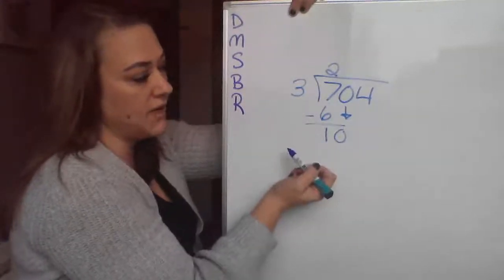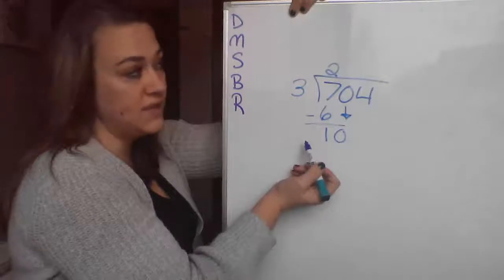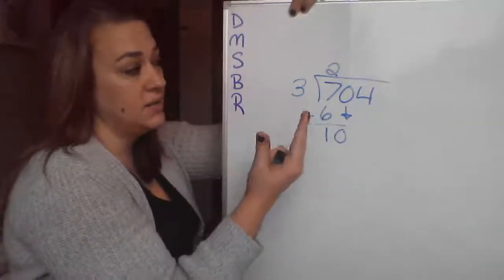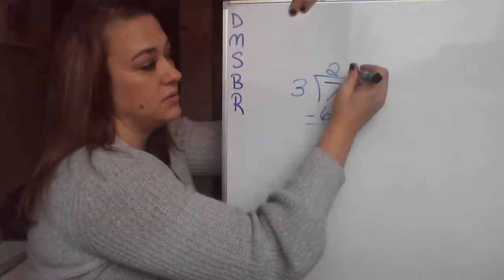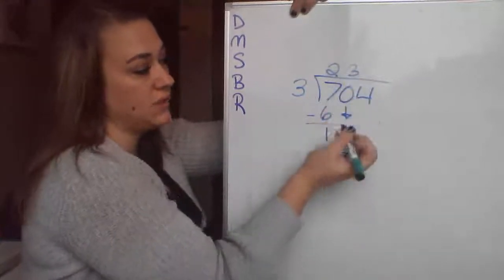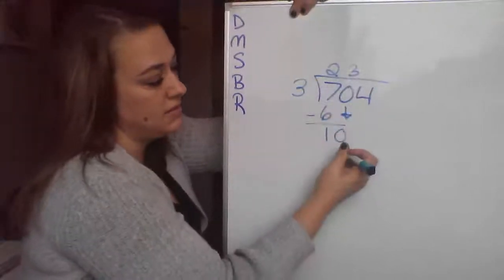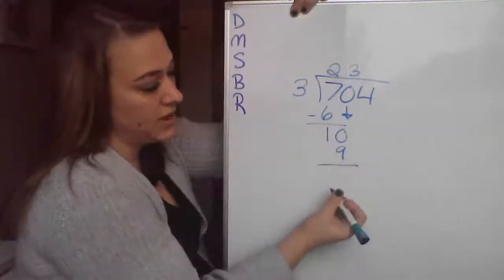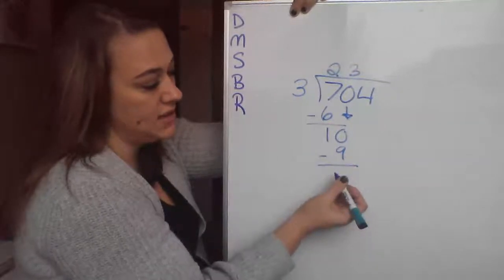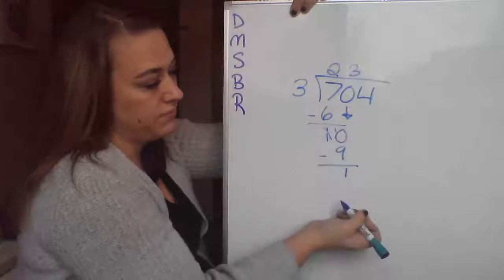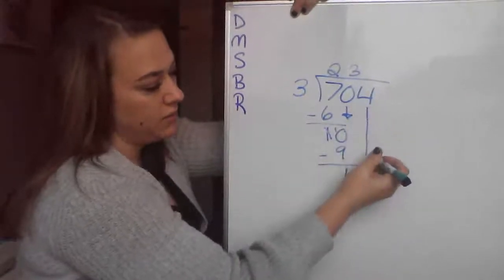10 divided by 3. How many groups of 3 can I make if I have 10? 3, 6, 9. So I can make 3 groups. So 10 divided by 3 is 3. 3 times 3 gives me 9. Subtract it. 10 minus 9 leaves me with 1. Bring down my 4.